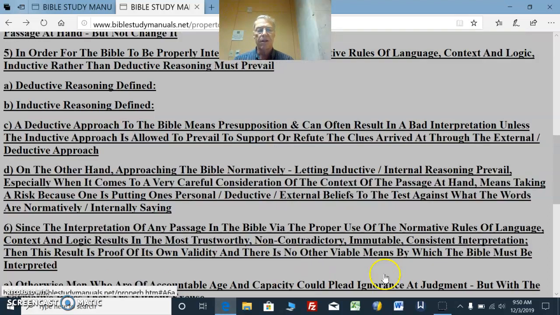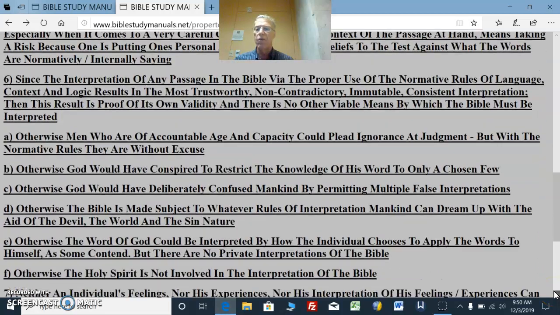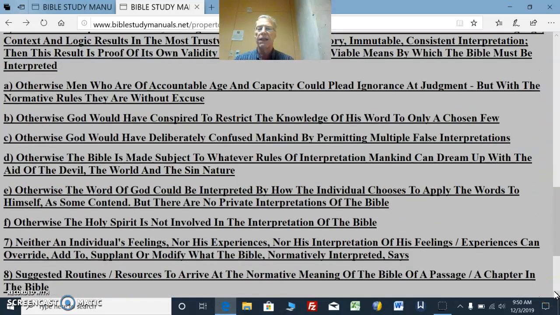Now this is reasoned because otherwise men who are of accountable age and capacity could plead ignorance at judgment. But with the normative rules, they are without excuse. Otherwise, God would have conspired to restrict the knowledge of His Word to only a chosen few. Otherwise, God would have deliberately confused mankind by permitting multiple false interpretations. And otherwise, the Bible is made subject to whatever rules of interpretation mankind can dream up with the aid of the devil, the world, and the sin nature.